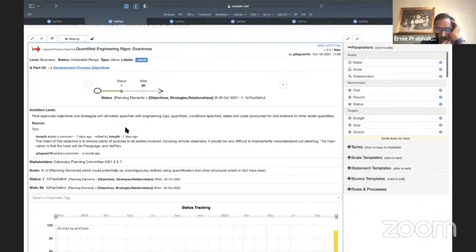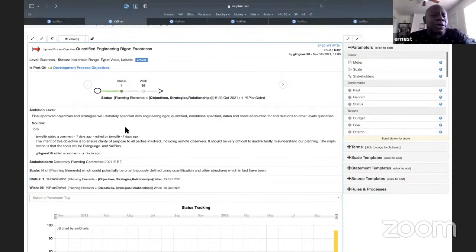What am I looking at? This is the definition. This is a value objective around exactness, also known as quantified engineering rigor. Oh, okay. Sorry, I'm seeing that.